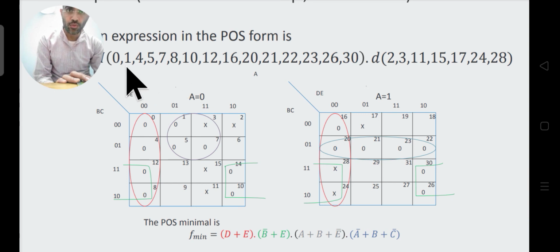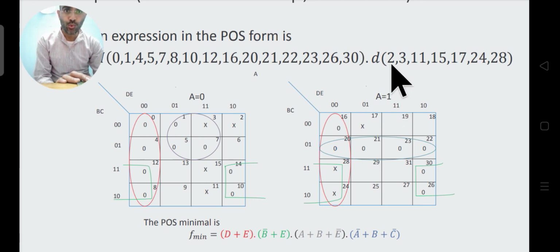So let me check it once. 0, 1, 4, 7, 8: where is 8? So 8 is this 0, then 10 is 0, 12 is this 0, then 16 is here 0, 20 is here 0, 21 is 0, 22 is 0, 23 is 0, 26 is 0, then 30 is also 0, right? Because this is a product of sum expression, we have to fill zeros here in the K-map.